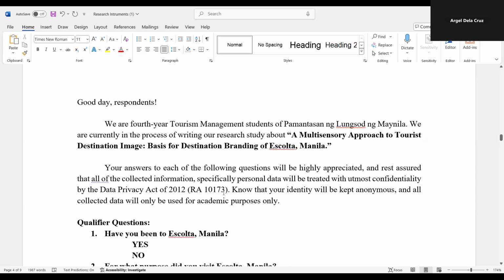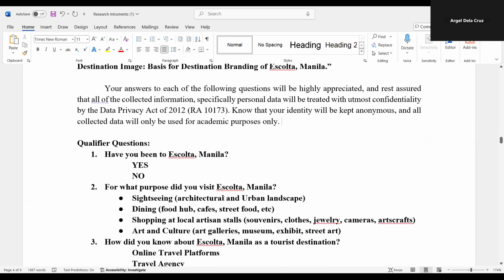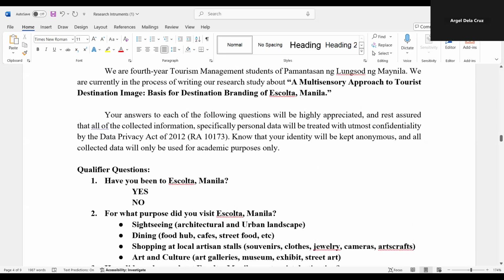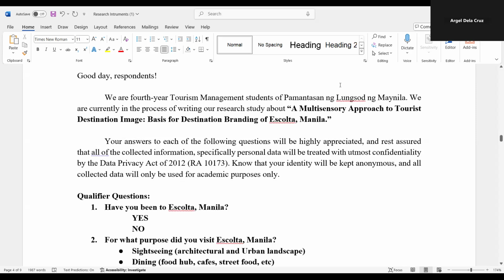So ano bang batas ng RA 10? Mamaya check nyo na lang ha, pero alam ko Data Privacy Act yan. So, qualifier question. So, the first part is the informing consent part. So, purpose, paano mo siya ginagawa, ano yung kailangan mo sabihin, disclosure, etc. Ito siya, first part.